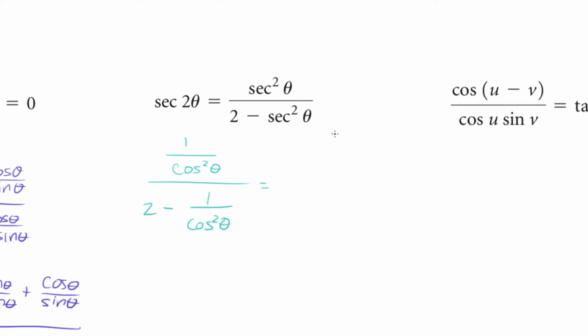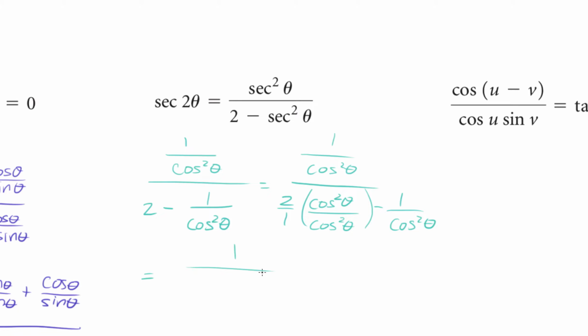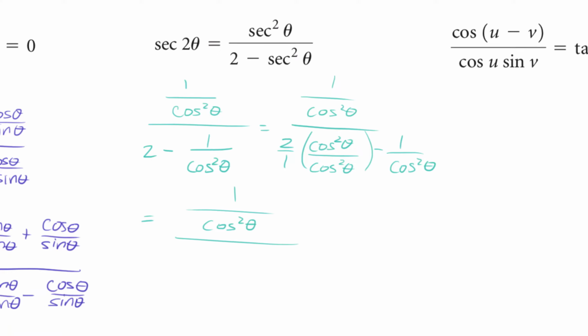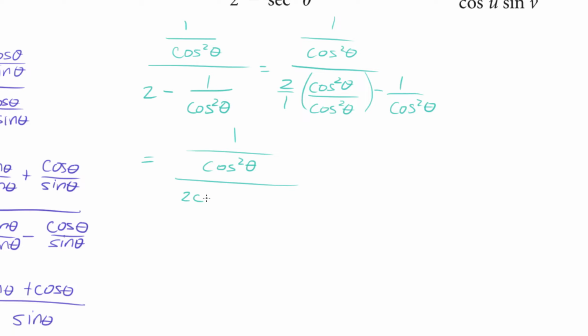Now, I'm going to leave this fraction alone. On the bottom, though, I'm going to find a common denominator. So 2 over 1 times cosine squared over cosine squared minus 1 over cosine squared. Okay, continue over here. So it's going to be 2 cosine square of theta minus 1 over cosine squared.